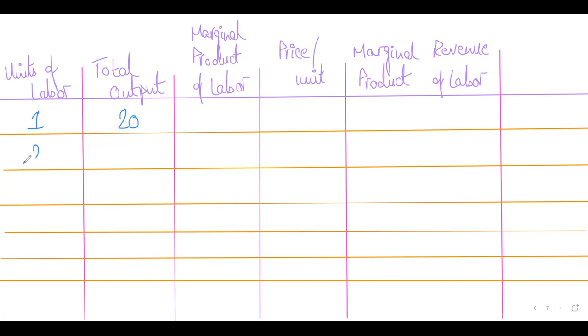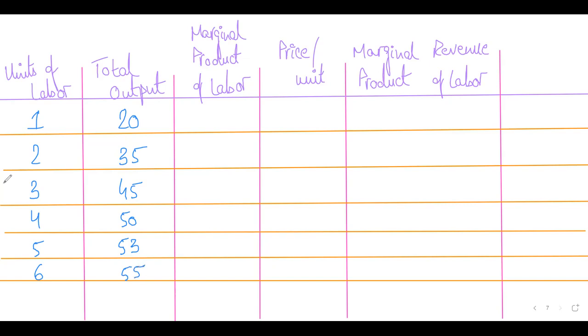So when I'm filling this out on my own, when you hired the second unit of labor, your total output became 35. When you hired the third, your total output increased to 45. When you hired the fourth, your total output increased to, let's say, 50. When you hired the fifth one, your total output increased to, let's say, 53. And when you hired the sixth one, your total output increased to, let's say, 55. Is it making sense, please?